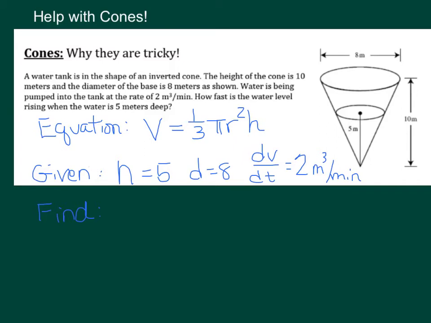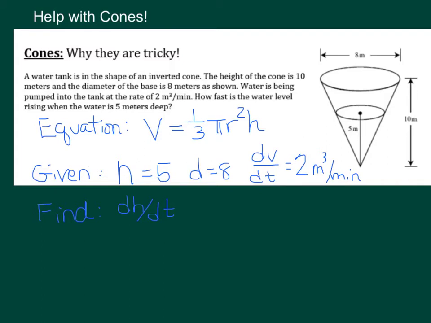So what is it that we are trying to find? We're trying to find how fast the water level is rising when the water is 5 meters deep. So how fast the water level is rising is really a change in height in our cone. So we are going to be trying to find dh/dt. All right? So I have my equation, my given information, and what I want to find. Let me get my related rates equation.